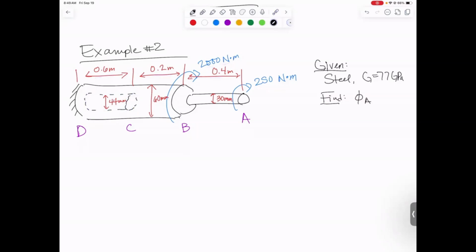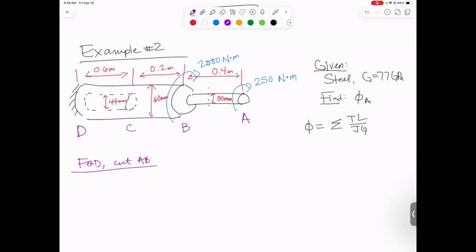Still going to be the exact same governing equation. Phi is the sum of all the TLs over JGs. This time, the only thing we can pull out in front of the summation is the G, because J is going to be different in each of our 3 sections. So for each section, I need to find the torque, and I need to find the polar moment of inertia J. Turns out I'm actually going to need 2 free body diagrams this time. One of them for this little piece out here. Let's do that free body diagram where we cut in between A and B.